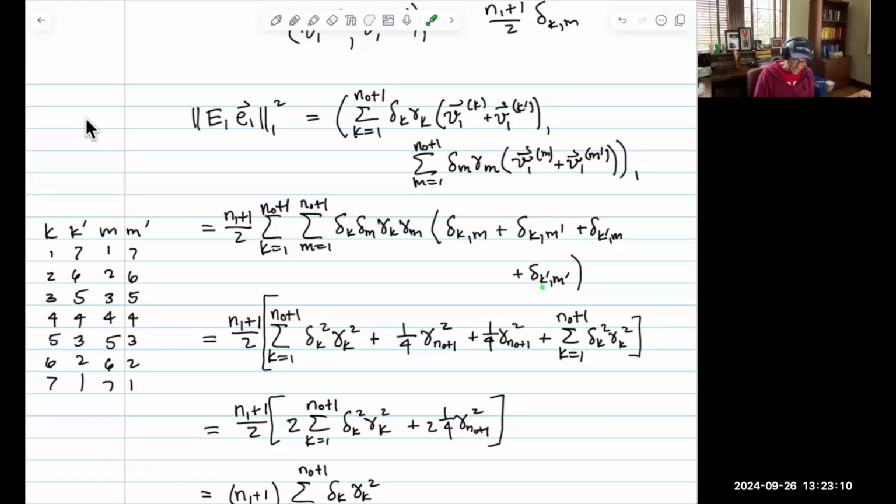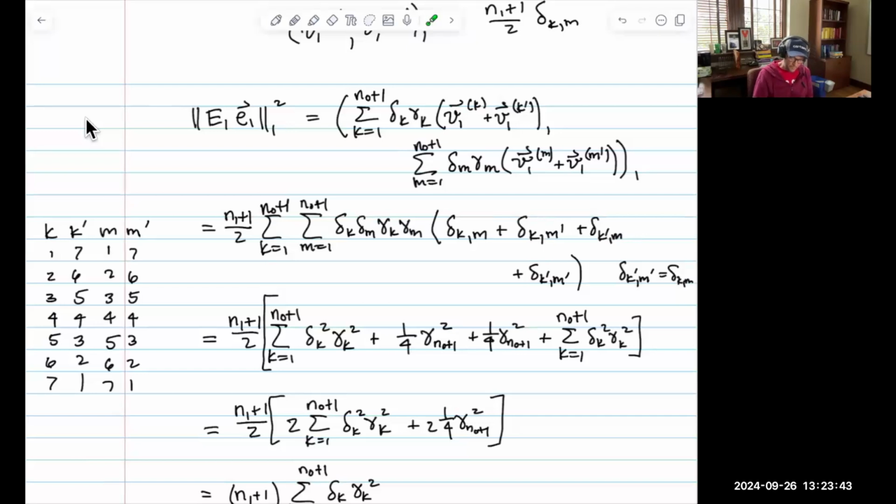What about K prime and M prime? Well, K prime is going to be in this range. Oh, let me do it like this. K prime is here, M prime is here. Well, those are going to be equal precisely whenever K and M are equal to each other. So I can use the fact that the Kronecker delta of K prime, M prime is equal to delta Km.